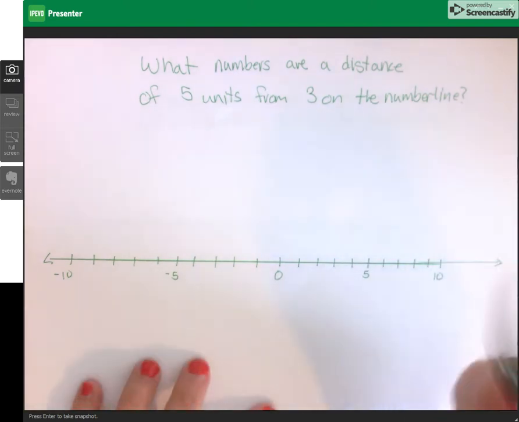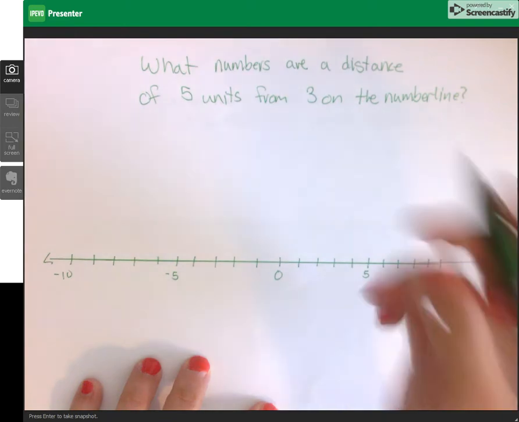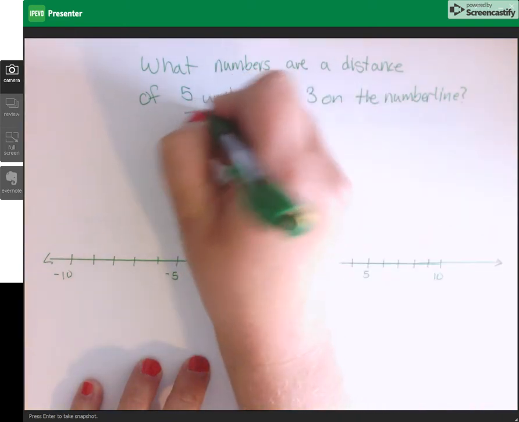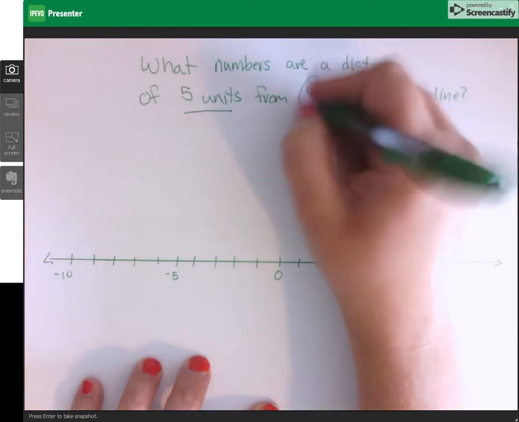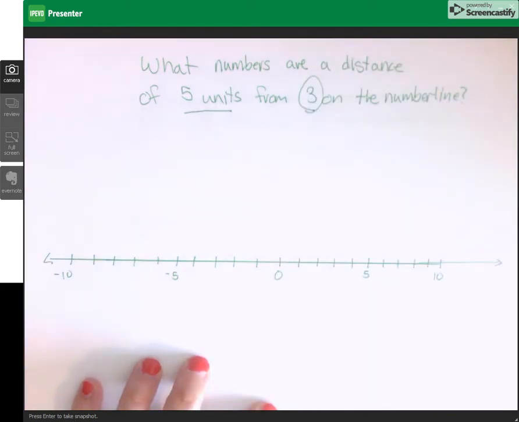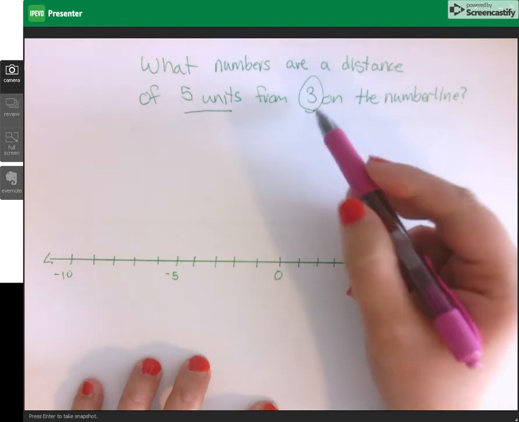First thing we want to do is identify what we're looking for. We know that we're looking for a distance of 5 units. So we're going to be looking at 5 units, but we want to start at 3 because we want to know 5 units from 3 on the number line. So let's go ahead and plot 3 on the number line.